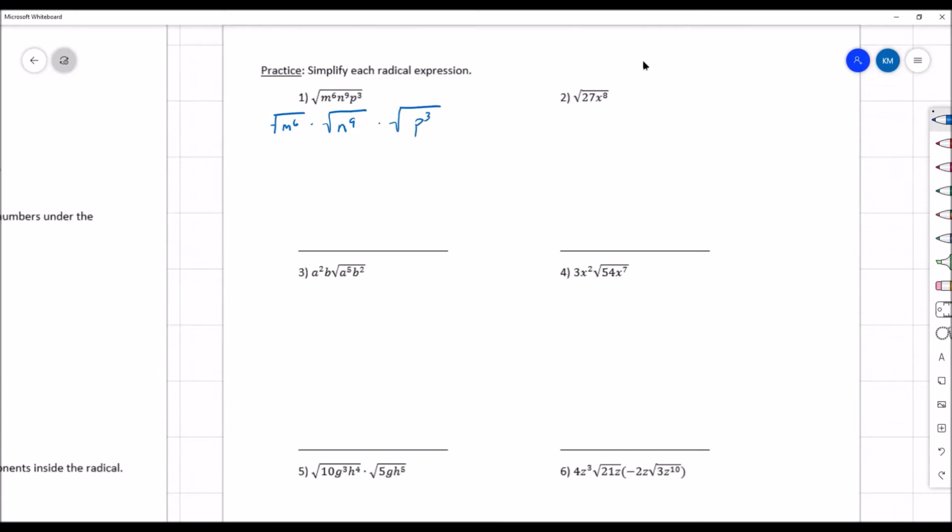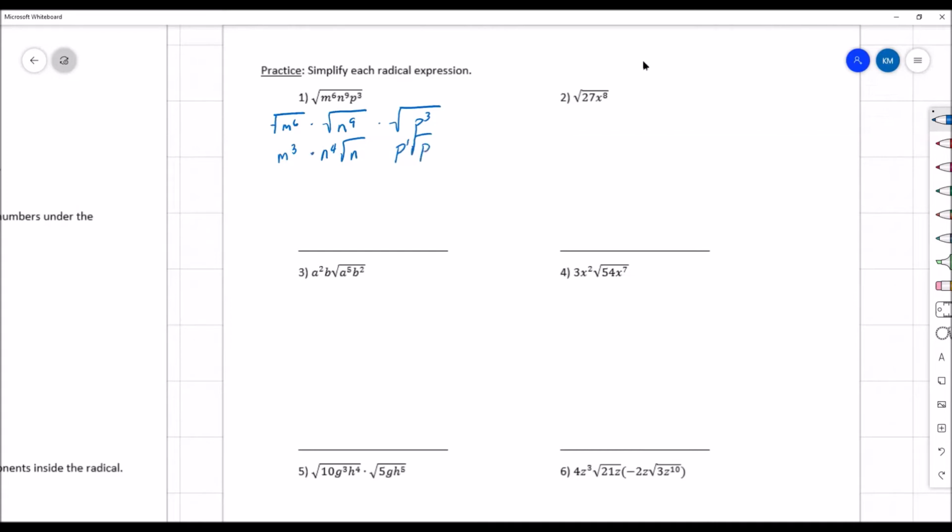So as I look at m to the 6th, 6 divided by 2 tells me how many pairs of m's I have. I have m to the 3rd power, 3 pairs of m's. N to the 9th, how many pairs of n's do I have? I have 4, because that's 8, with 1 remaining. P to the 3rd power, how many pairs of p's do I have? I have 1, with 1 remaining.